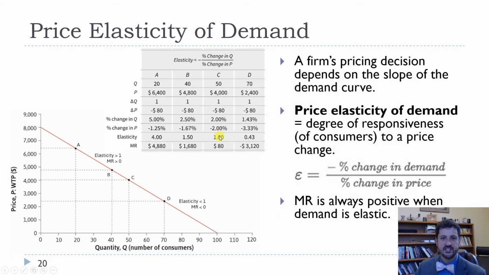And so this elasticity of 1 is sort of a special point. We call it unit elastic. Basically, it means that the percent change in quantity and the percent change in price are the same, and so they just balance out. Over here at points A and B, we say that the price elasticity of demand is elastic because it's greater than 1. And at point D, we say it's inelastic because it's less than 1. So this price elasticity of demand is going to be very important in terms of how firms choose their profit maximizing price and quantity when they have a downward sloping demand curve.